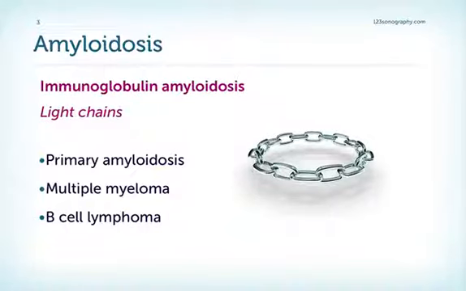Amyloidosis is a systemic disease which is characterized by amyloid deposits in tissues of the body, including the heart. It can be caused by various different disorders, or there are various different types of amyloidosis, such as the immunoglobulin amyloidosis, which involves the light chains. This type is caused by primary amyloidosis, multiple myeloma, or B-cell lymphoma.